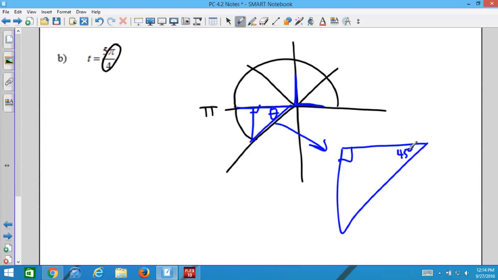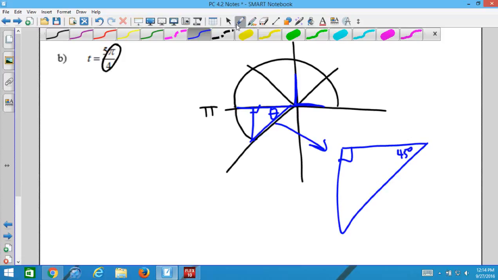Yes? Can you label the y, x, r just on this one, just so I know I'm doing this right? Here or here? Up there. Right here? Yeah. Are you talking about the numbers or just the letters? Just the letters.